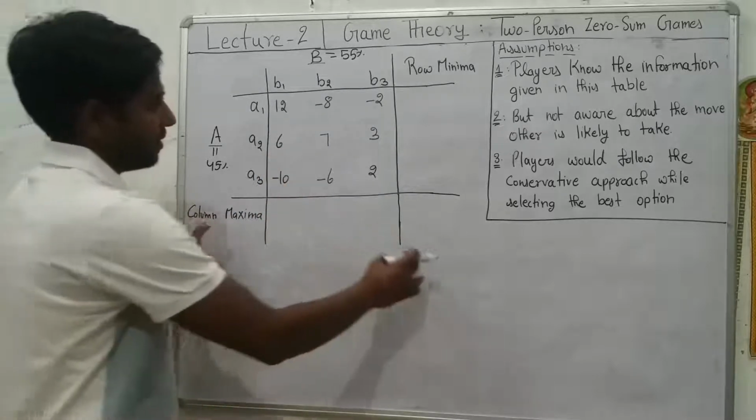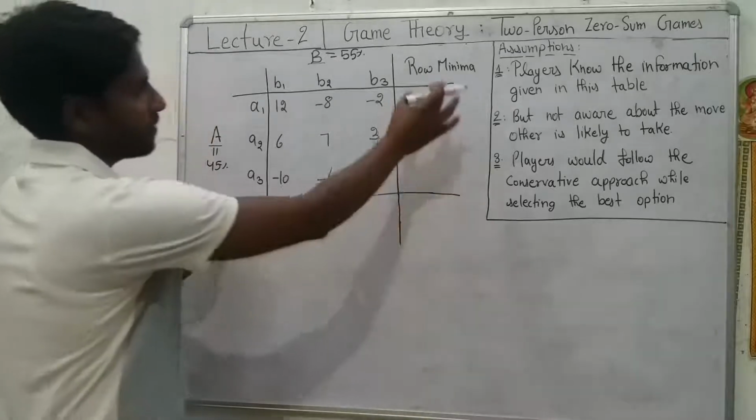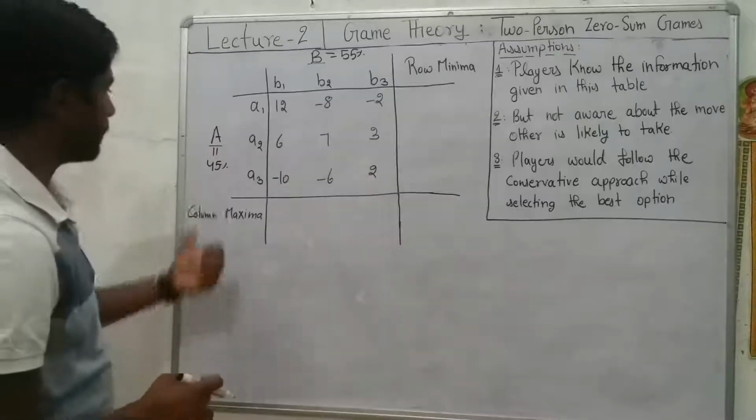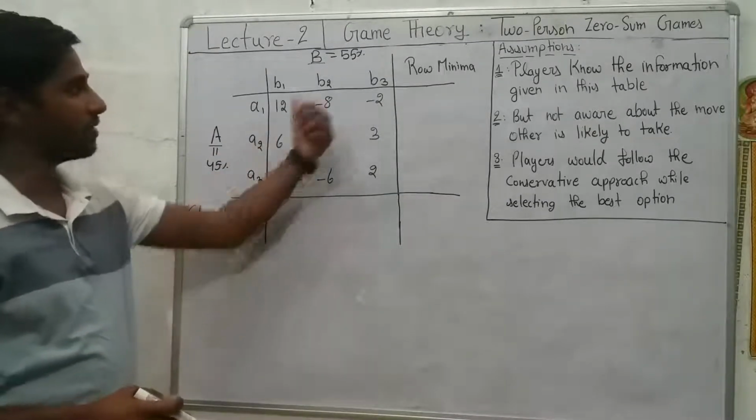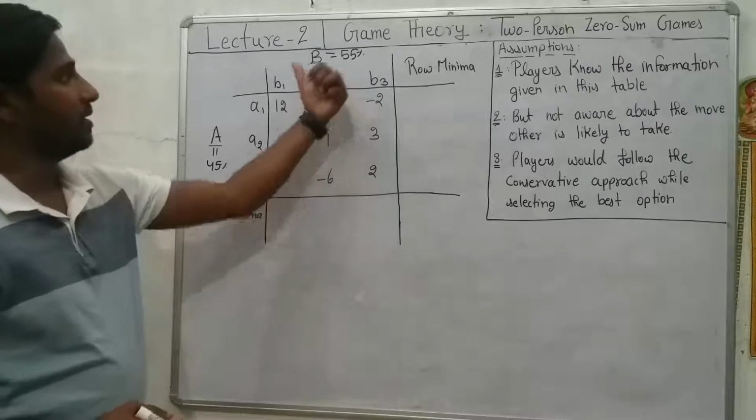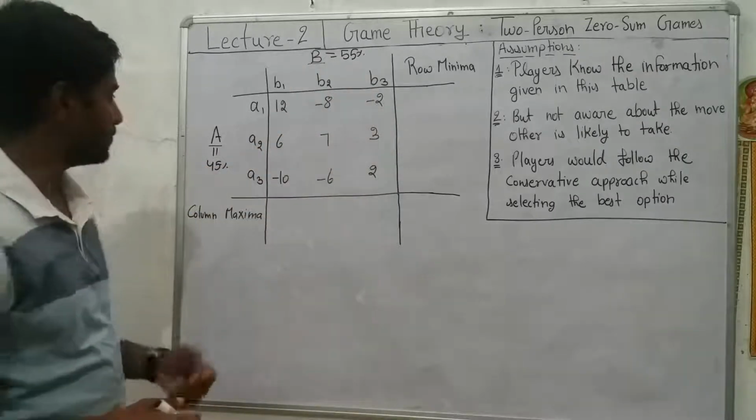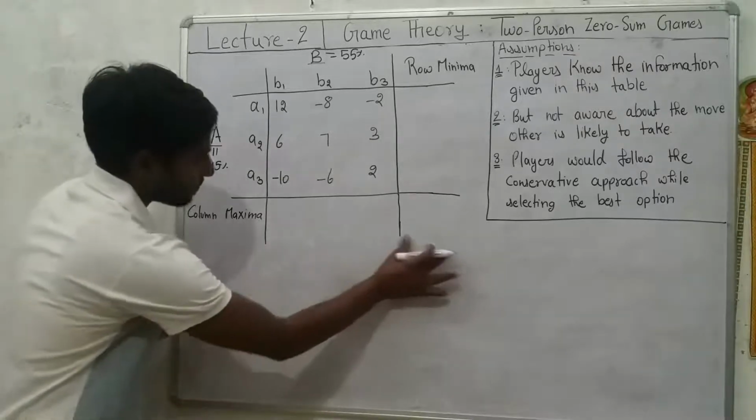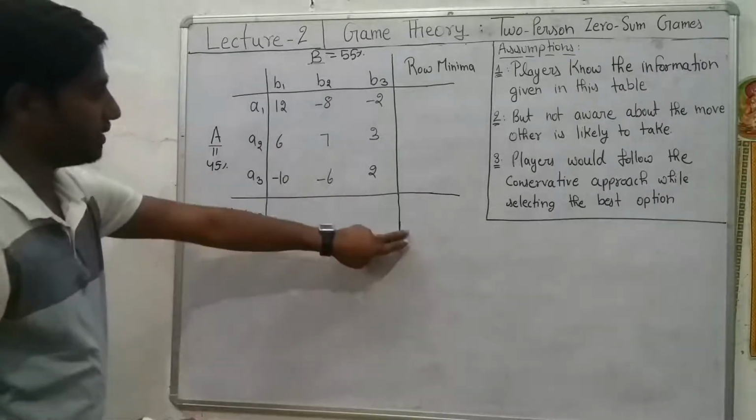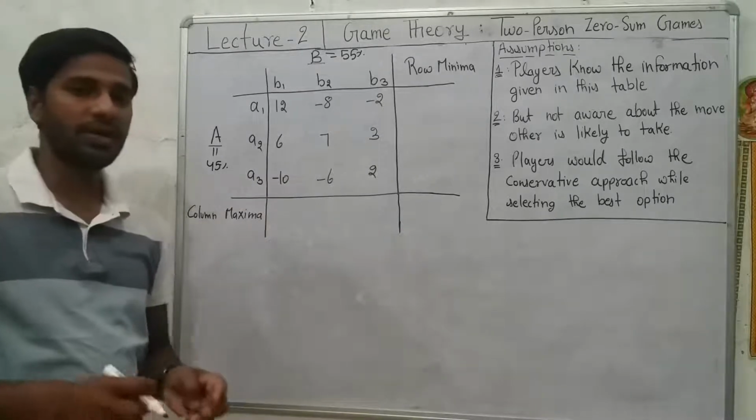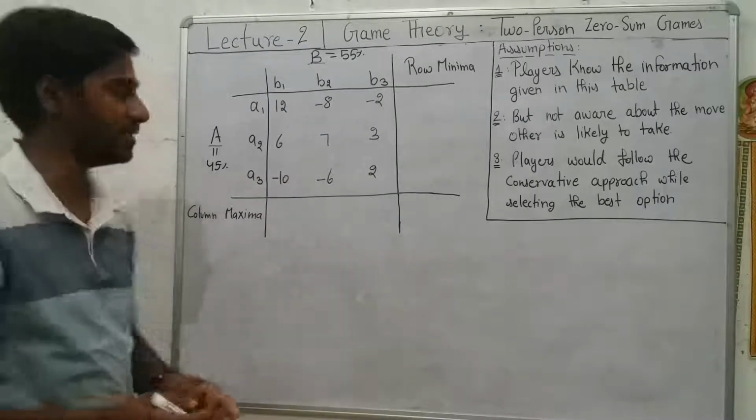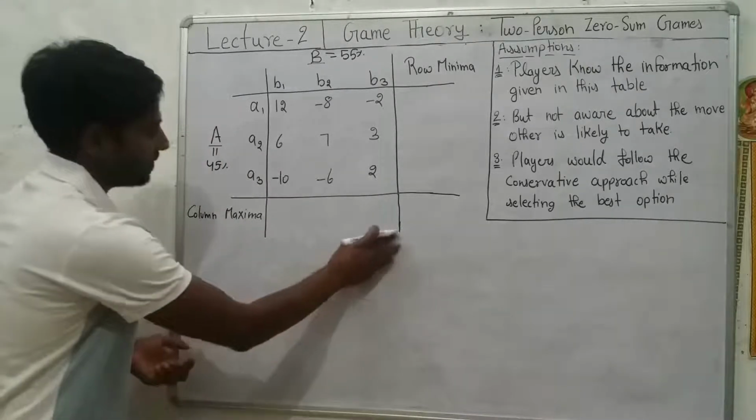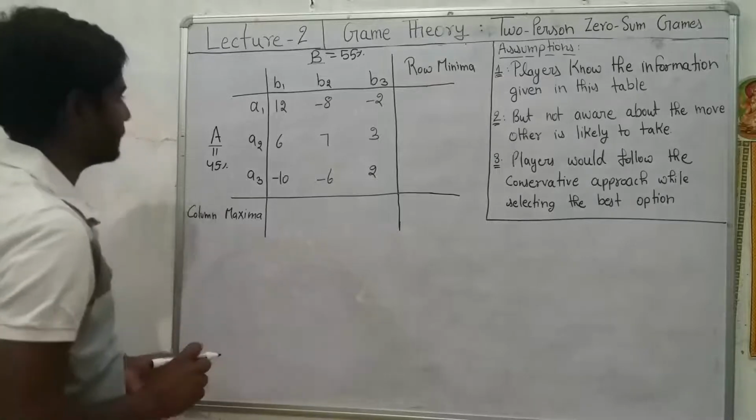So in this situation, we have a two-person zero-sum game in which A and B are the two persons. It means the gain of A would be exactly equal to the loss of B, and vice versa. The gain of B would be exactly equal to the loss of company A. Now we have to find the solution, that is, select the optimal strategy for player A and player B. So let's start with this problem.